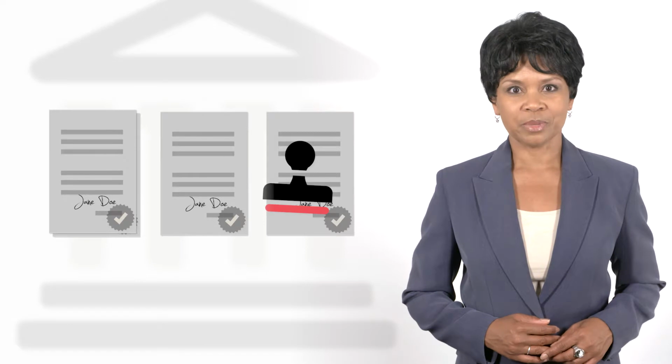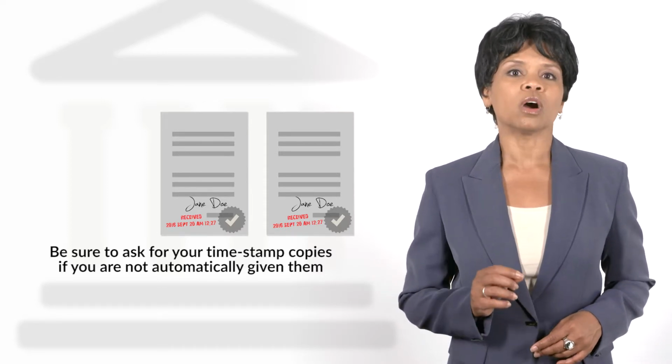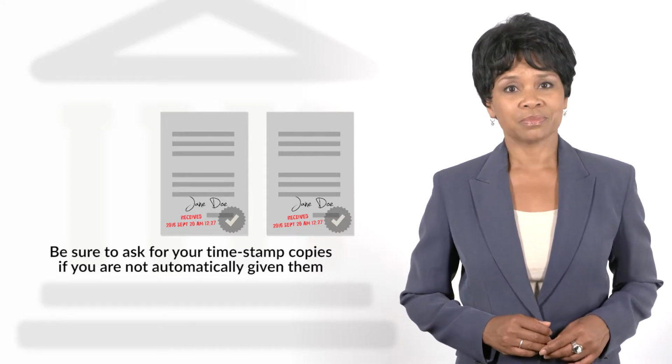This is when you will submit the poverty affidavit, the motion to seal affidavit, and your extra copy of each of them. The clerk will timestamp with date, time, and location each of the documents and return your extra copies. Be sure to ask for your timestamp copies if you are not automatically given them.